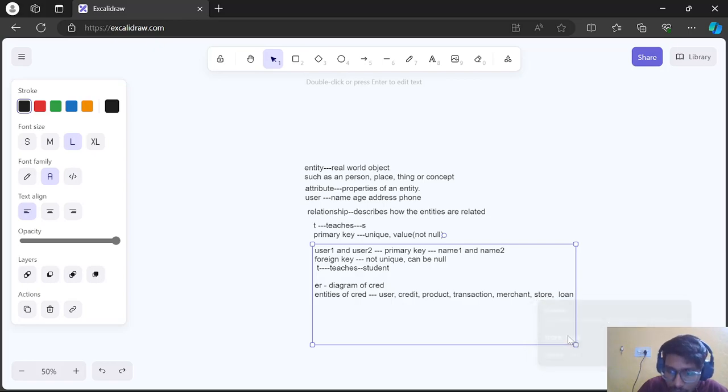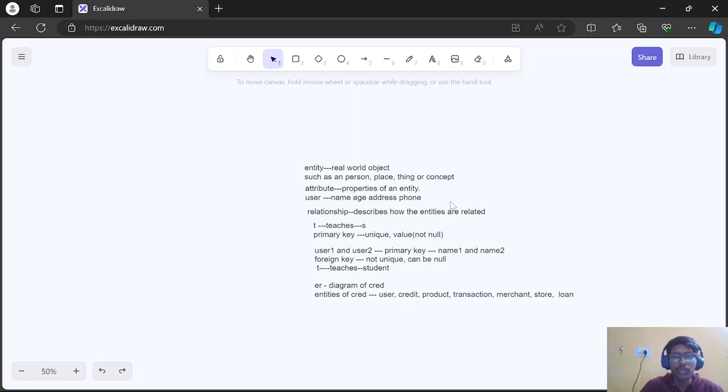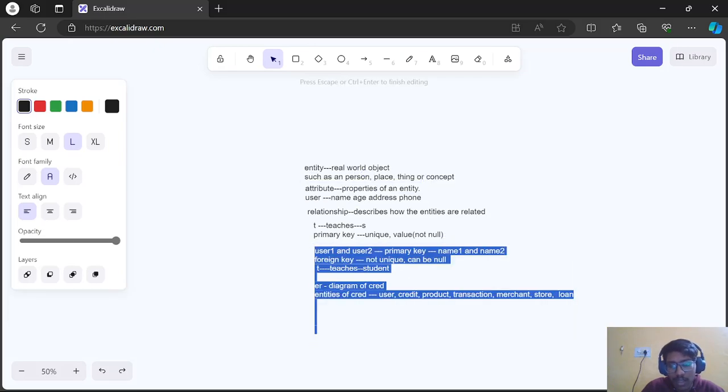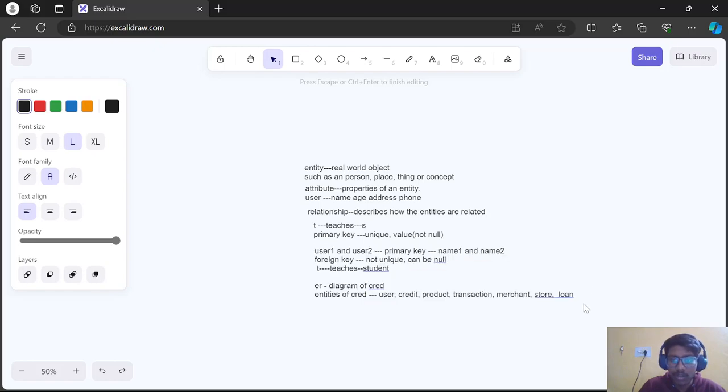So these are the entities. Every entity has attributes, so do the entities of CRED. So let's discuss the attributes of the entities.